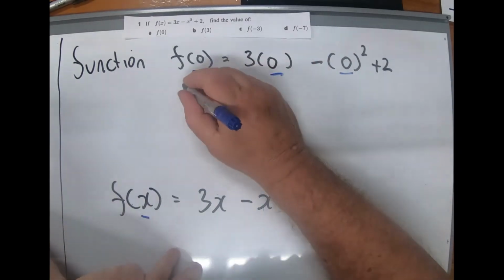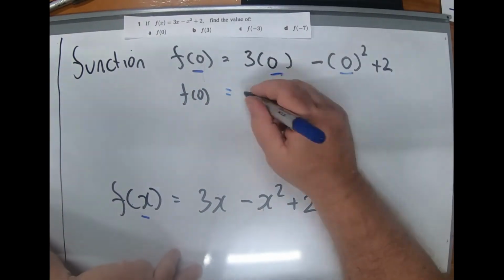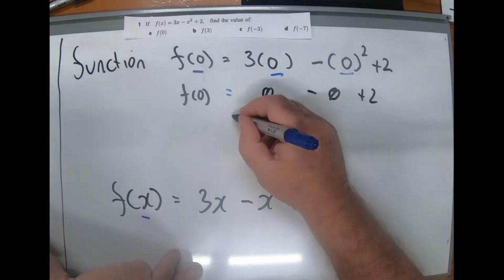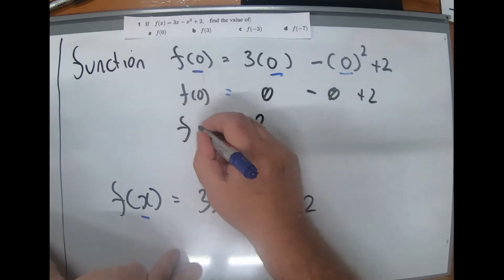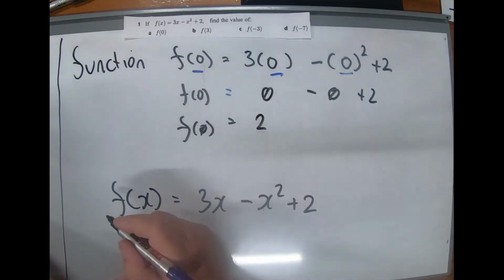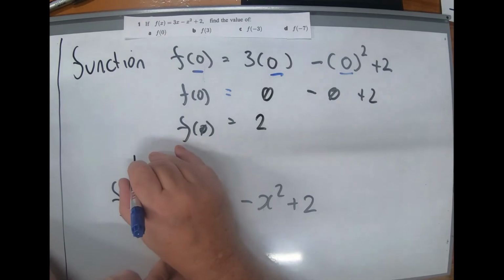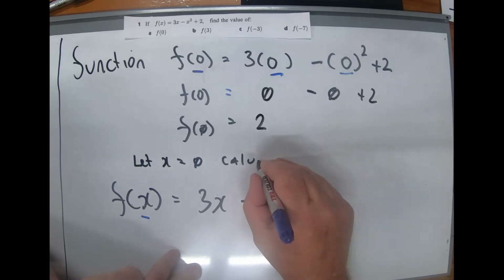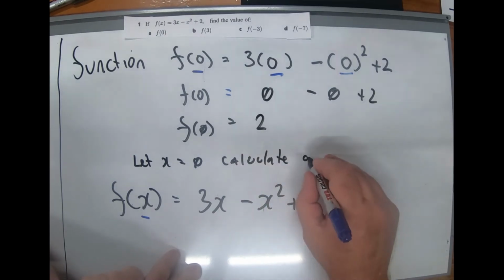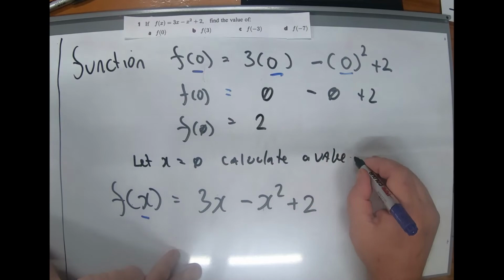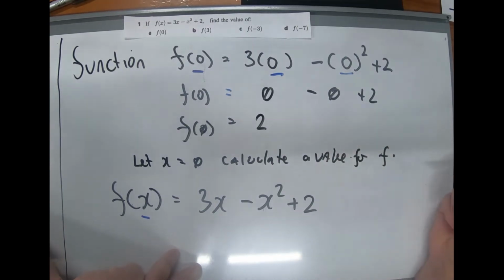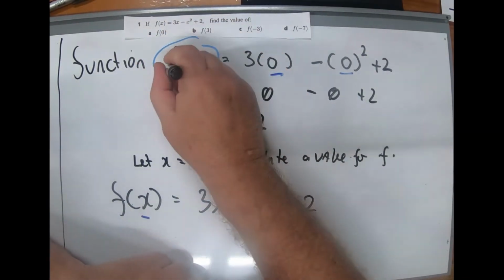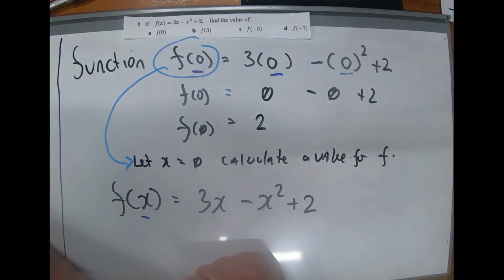So f of 0 is 3 times 0, which is 0. Take 0 squared, which is 0, plus 2. f of 0 equals 2. The old way of doing this would have been, let x equal 0, calculate a value for f.